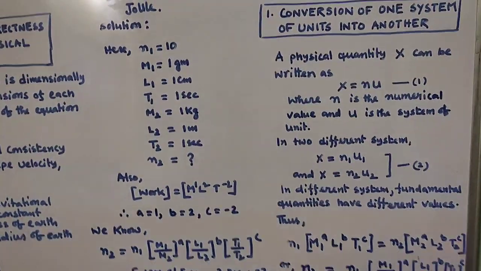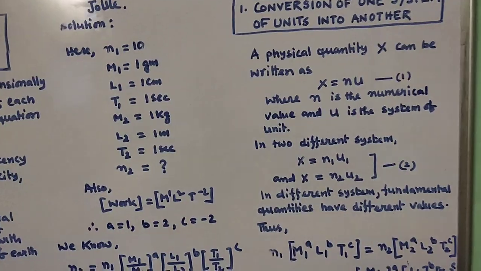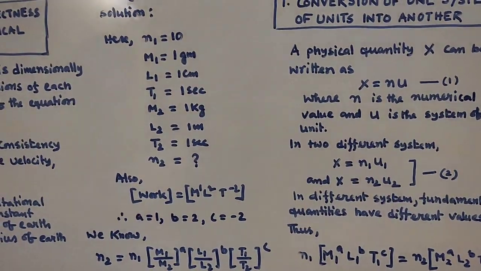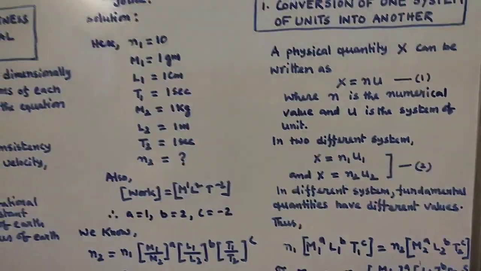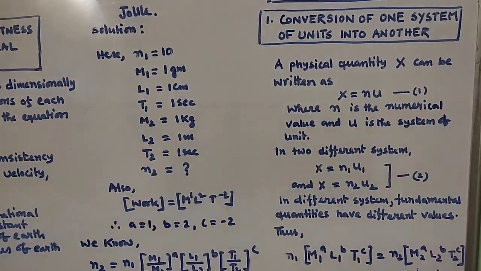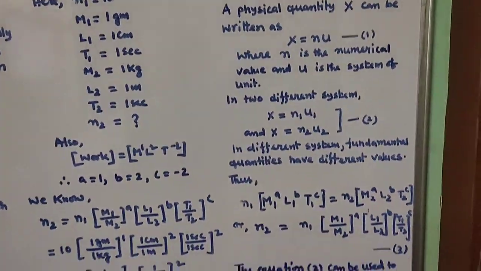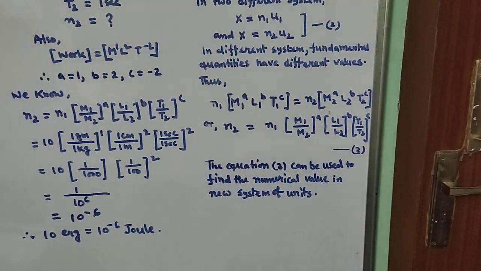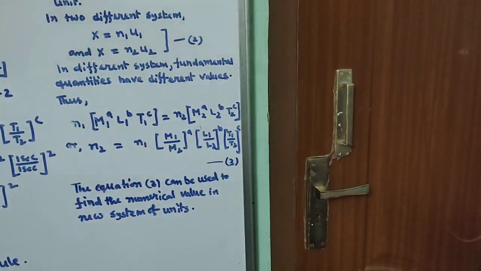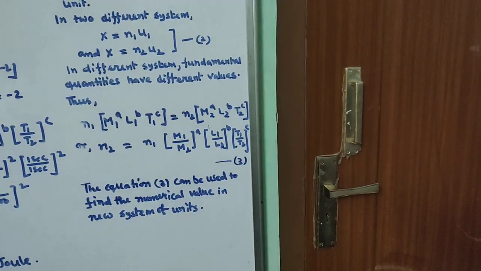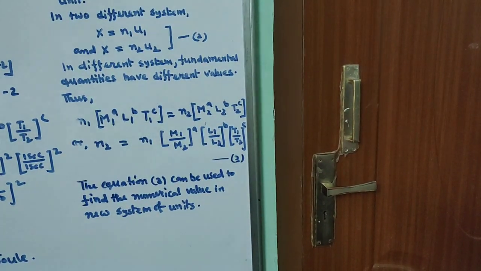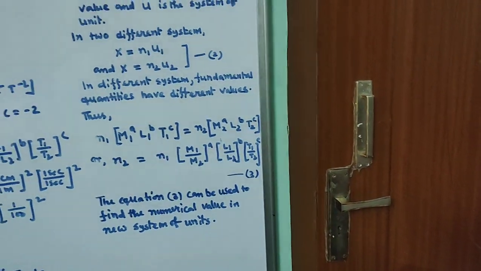So work dimension is what? Force times distance. Force is M1 L1 T minus 2, and if you multiply with the distance, that is your length, then it comes out to be M1 L2 T minus 2. So we are going to use this expression, n2 equal to n1 (M1 by M2)^a (L1 by L2)^b (T1 by T2)^c.